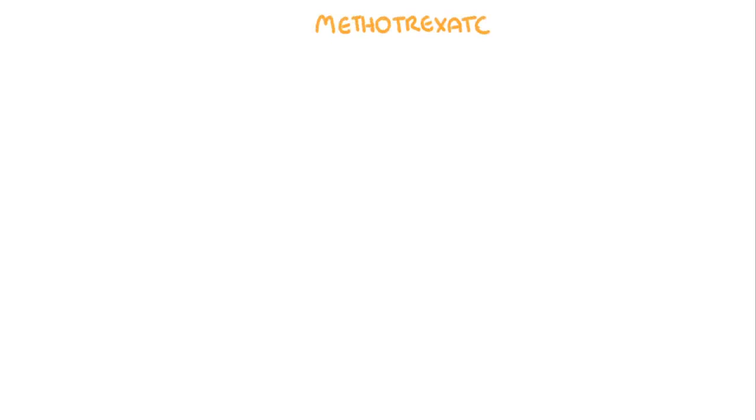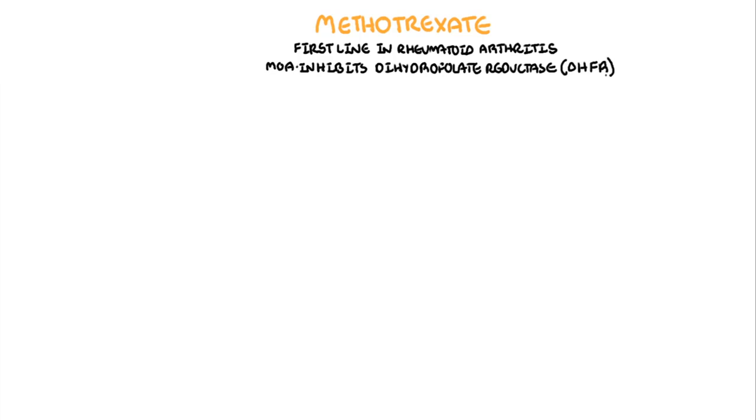Methotrexate is a popular disease-modifying anti-rheumatic drug, and it is the first-line treatment for rheumatoid arthritis and other autoimmune diseases. It is an immunosuppressant, meaning it suppresses the immune system. Methotrexate is a folic analog and works by inhibiting dihydrofolate reductase. Dihydrofolate reductase is an important enzyme in the synthesis of nucleotides.